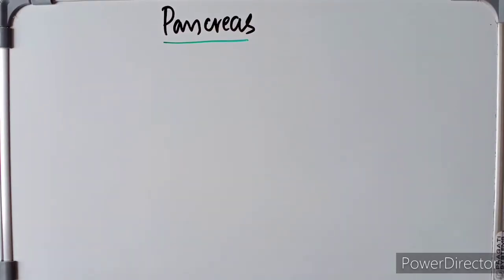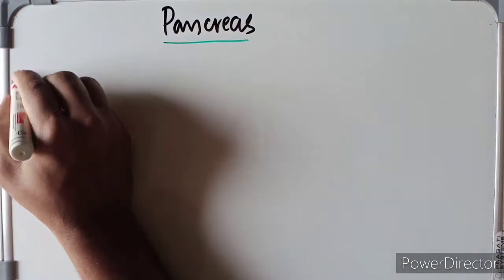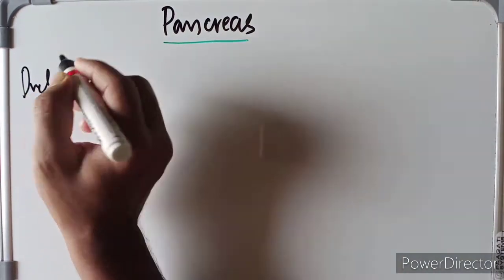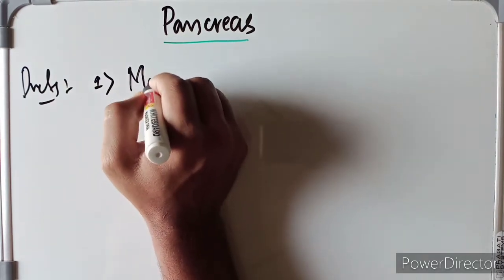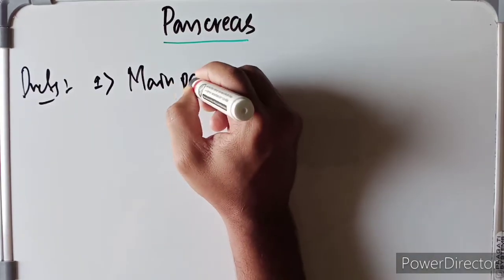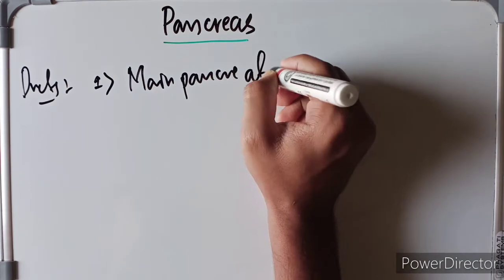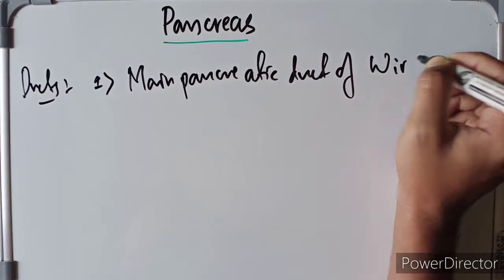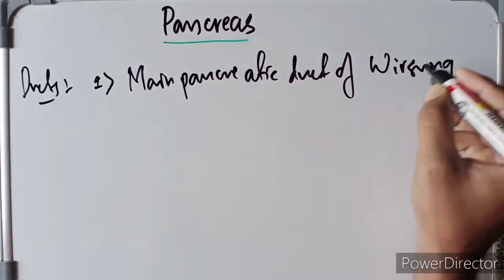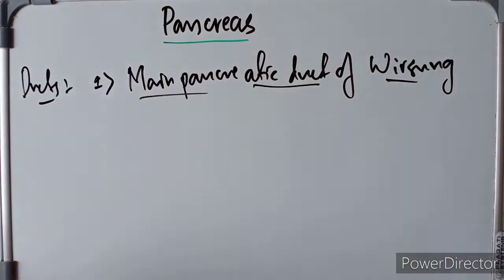So in this video we are going to discuss the ducts of the pancreas, and also we'll look at the development of the pancreas. So coming to the ducts of the pancreas, what are the different ducts? Firstly we will be discussing the main pancreatic duct of Wirsung. It is also called the Wirsung duct, the main pancreatic duct of the Wirsung.